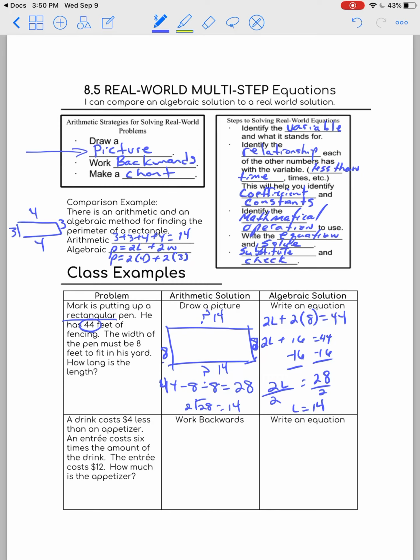Now let's look at one more. The cost of a drink. A drink costs $4 less than an appetizer. The entree costs 6 times the amount of a drink. The entree costs $12. How much is the appetizer? So we're looking at the cost and trying to find what it is for the appetizer.